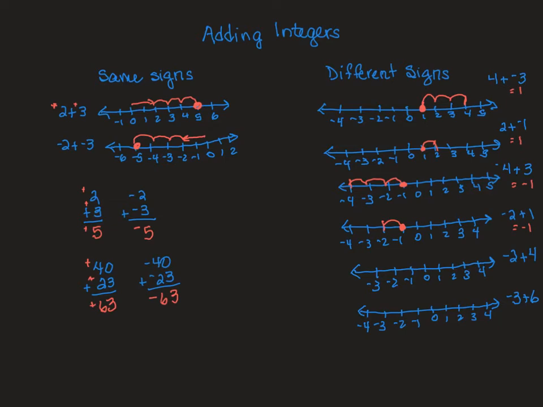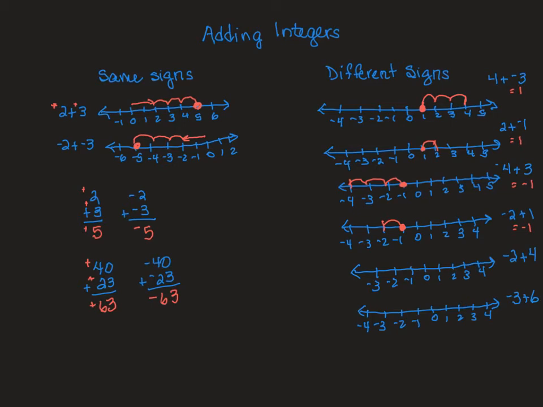In the next one, I had -4 and +3. I had more negatives. I was adding together 4 negatives and 3 positives. I had more negatives, and so my answer was negative. In the next one, I had -2 plus 1. So I had 2 negatives and 1 positive. I had more negatives, and so my answer was negative.